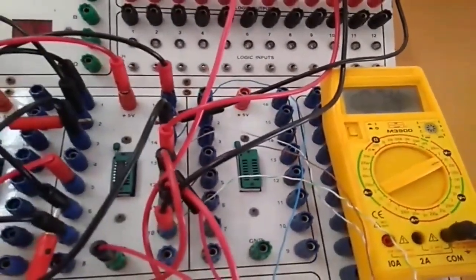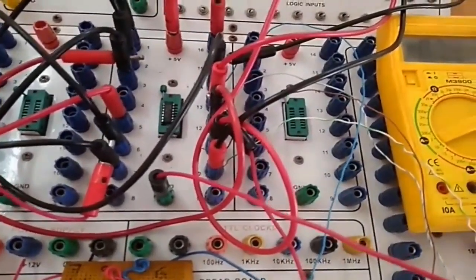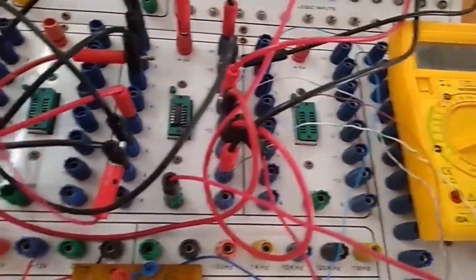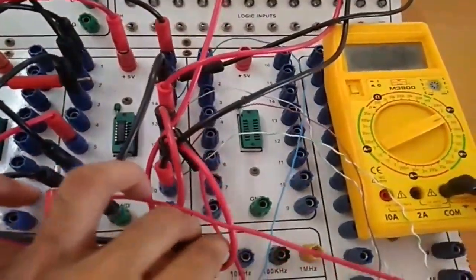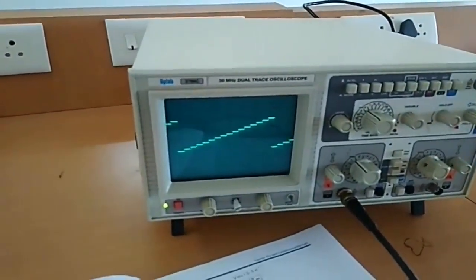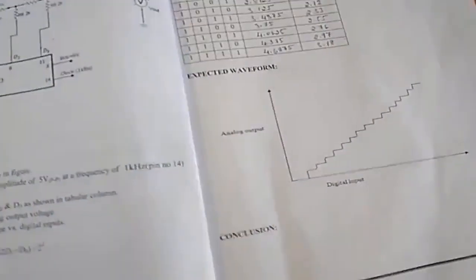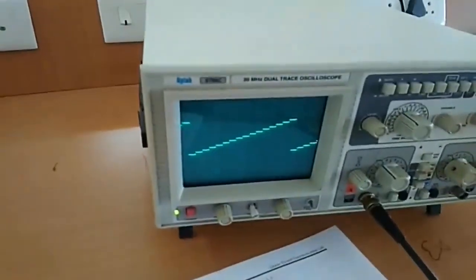The same output can be observed by using a CRO. As given in the manual, the output will be in staircase form. For that, you have to change the clock pulse from monopulse to around 1 kilohertz. When I apply a 1 kilohertz signal and observe in the CRO, I get a staircase type of waveform, as given in the manual. As the input is increased, the output voltage changes in a step-by-step fashion, as you can see here. Thank you.